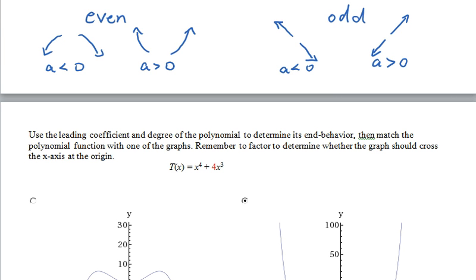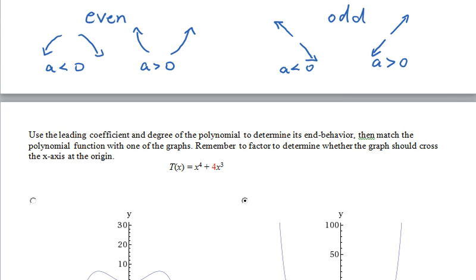If the leading coefficient is negative, the end behavior is similar to that of y equals minus 1x squared. If the leading coefficient is positive, very similar to y equals x squared. Similarly, if the polynomial has odd degree, the end behavior is very similar to y equals the opposite of x if the leading coefficient is negative, and similar to y equals x if the leading coefficient is positive.